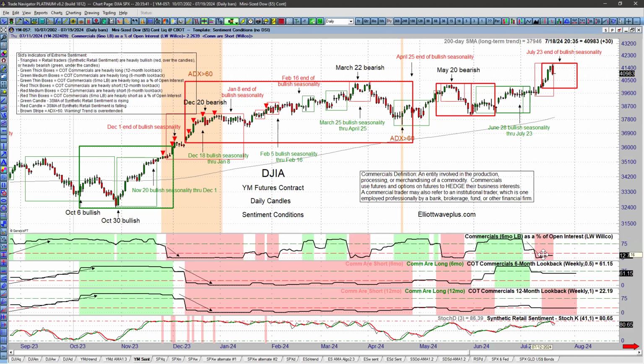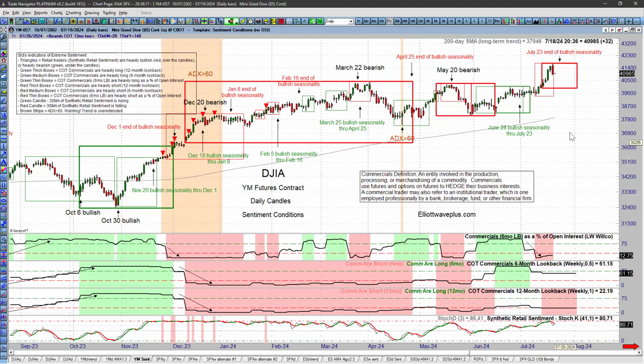Larry wanted to come up with something that would work even faster than the weekly COT report, which comes out on, I think, Tuesdays. Notice that on 6-month look back, commercials are still fairly long, but on a 12-month look back, they are hedged. So for the most part, this is bearish, but the 6-month look back isn't in perfect position yet.